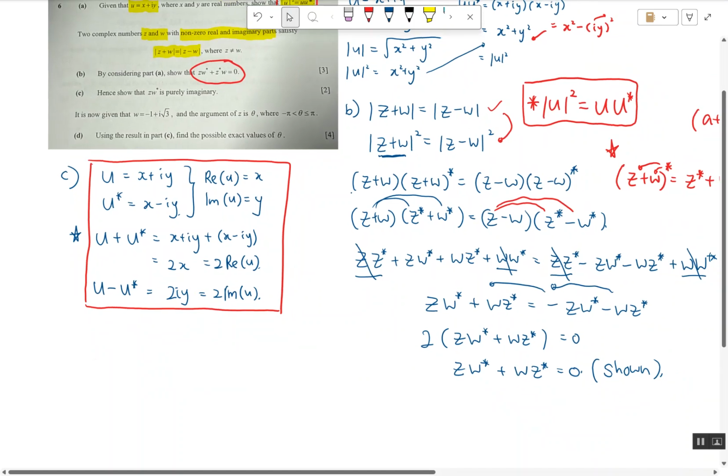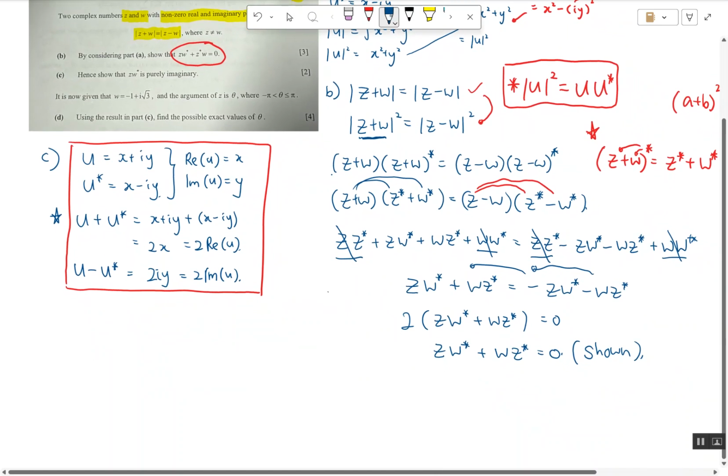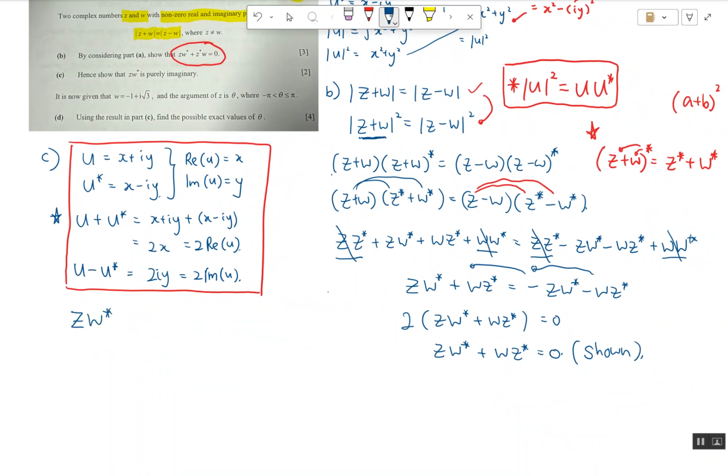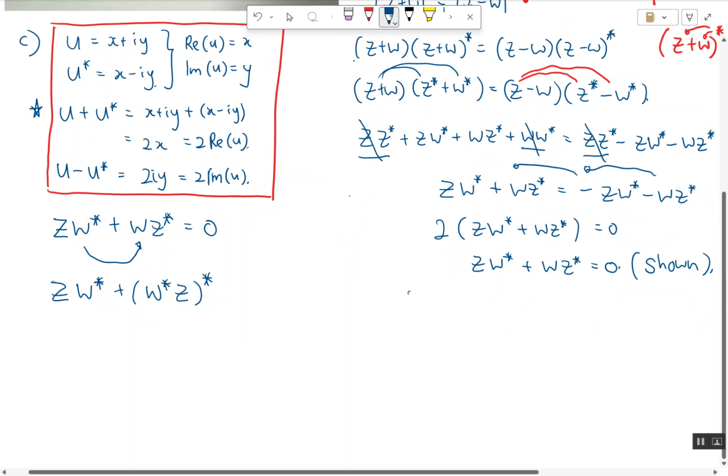So this is also a property that you have to identify from part B to part C, because in part B we have already shown that zw star plus wz star is equal to 0. You have to relate that, hey, what is this and this? This zw star, I'm just going to keep it, is the same as w star z, the conjugate of w star z. And this is the hard part about proving in complex numbers. Even though with complex numbers there are usually only 3-4 types of questions: simultaneous equations or the conjugate root theorem.